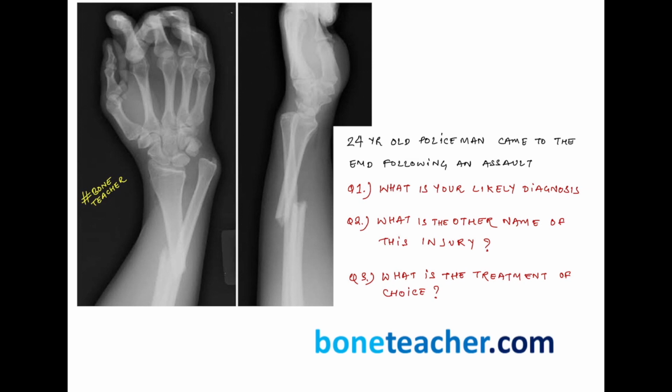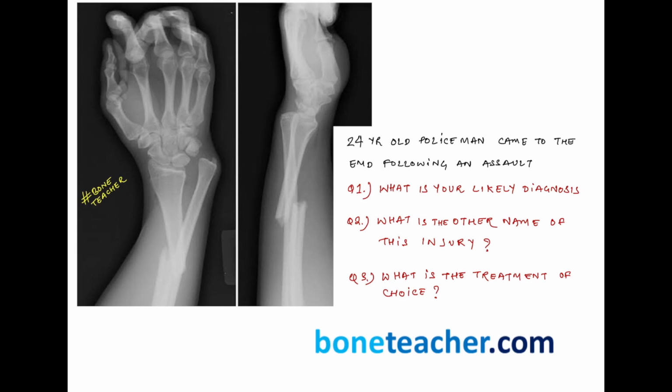Let's look at this quiz over here. There is an X-ray given here and there's a question attached. The X-ray shows a fracture, right? Some fracture, and the question reads, a 24-year-old policeman came to the emergency following an assault. Now there are three questions. What is your likely diagnosis? What is the other name of this injury? What is the treatment of choice?